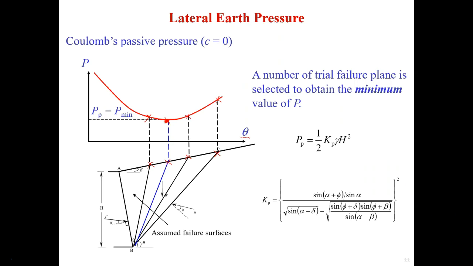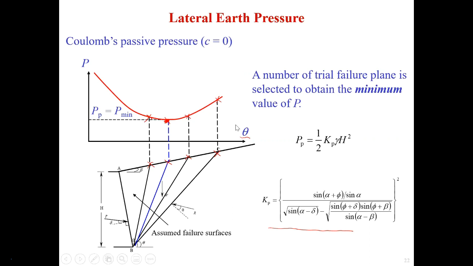Again, this problem can be solved analytically, and the solution is given by this formula, and that's the expression for the KP. The expression is quite similar to the active case, but some of the signs of the symbols in the equation are different. So that's the Coulomb method for the cohesionless case, for your reference.